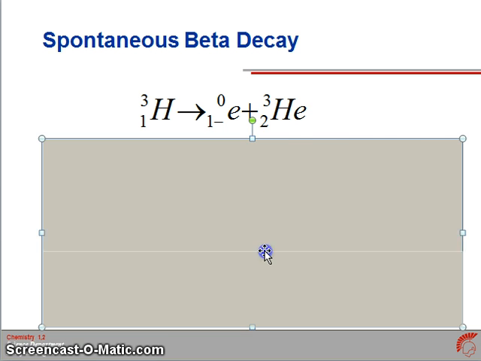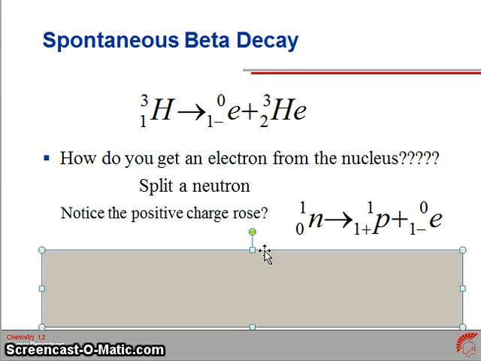And if you think about it, how come a neutron splits into a proton and an electron? Well, here's the equation. This neutron has a charge of 0 and a mass of 1, and it converts itself into a proton that has a positive charge and a mass of 1, and the electron that has a negative charge and a mass of 0.